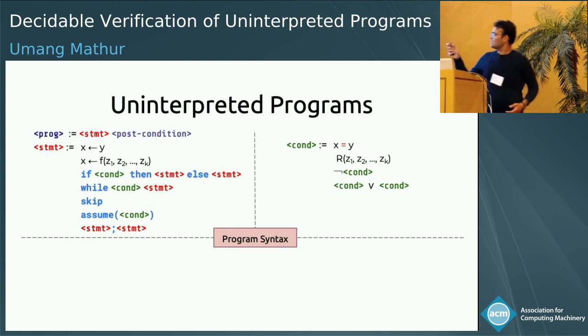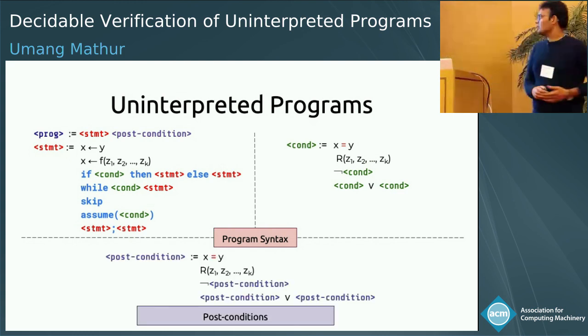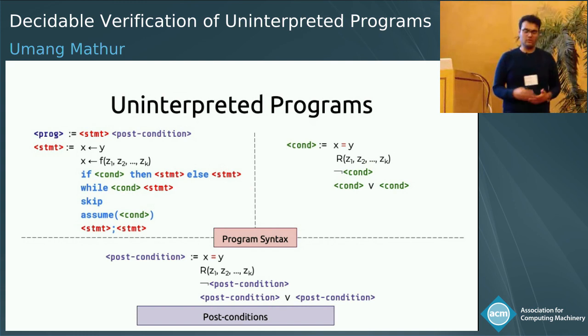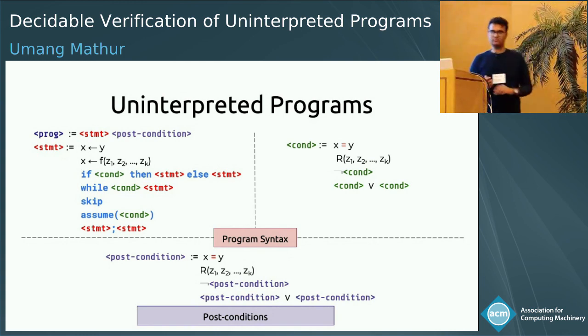The conditions inside the conditionals are essentially Boolean combinations of equality atoms or relational atoms. The postconditions are again Boolean combinations of equality atoms or relational atoms. In general, we can always model relations as functions, so in the rest of the talk, I'll also not be talking about any relations.